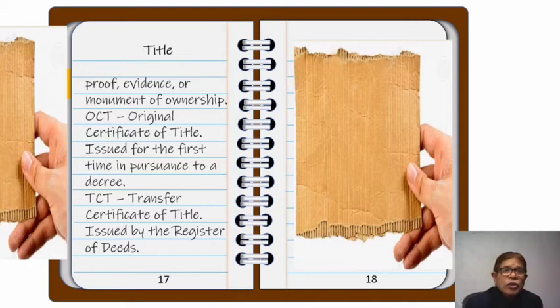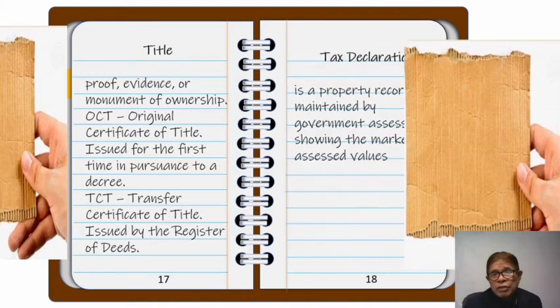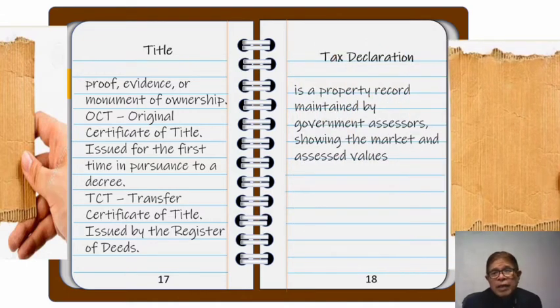Tax declaration and title should go together. This is now the definition of tax declaration. It is a property record maintained by government assessors showing the market and assessed values. But tax declaration is never a proof of ownership. It is only a document pertaining to tax assessment. But these two documents should always go together.